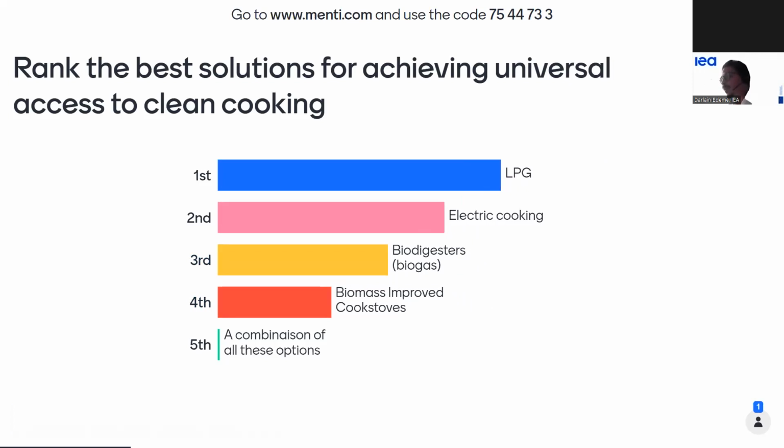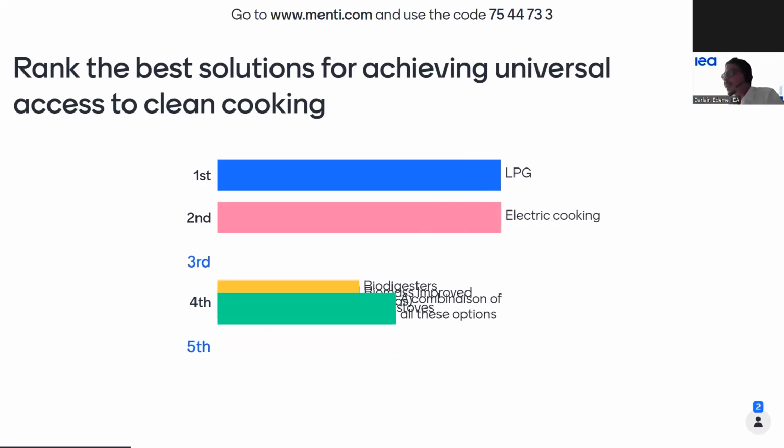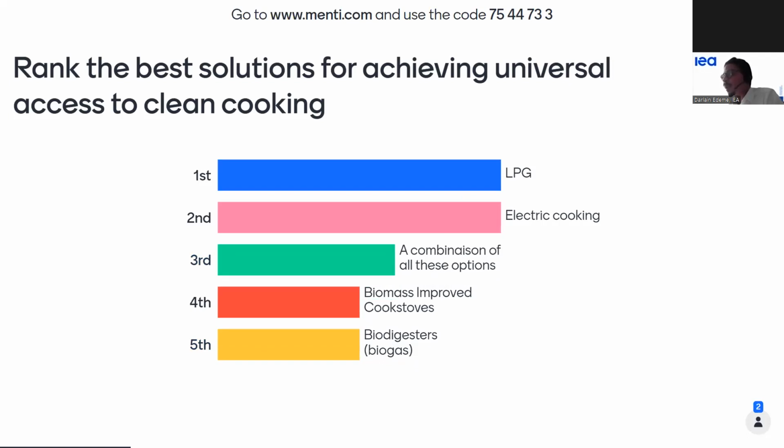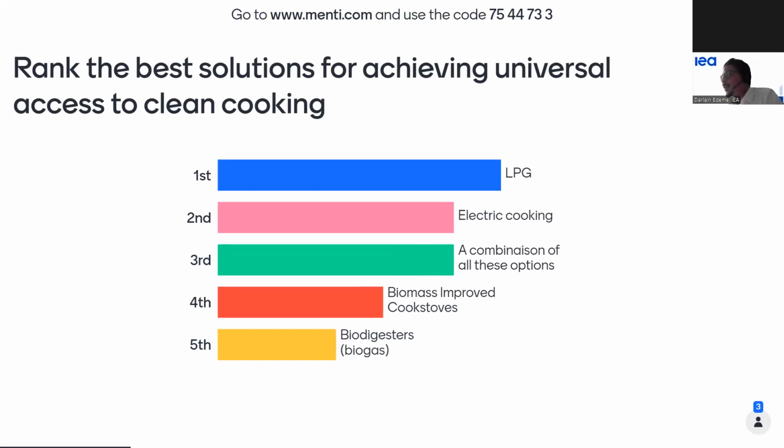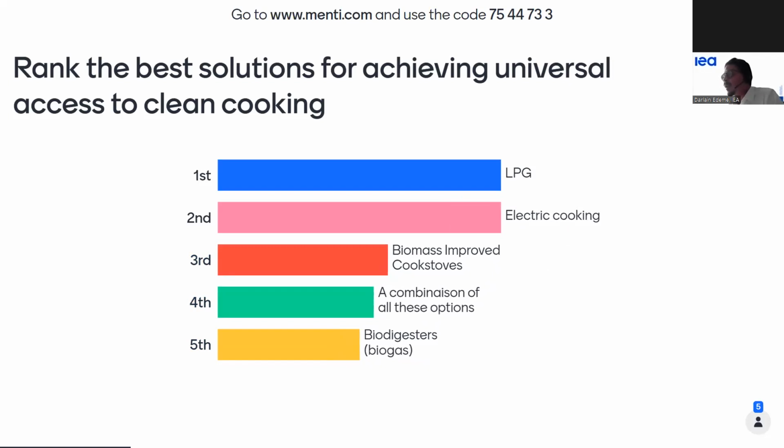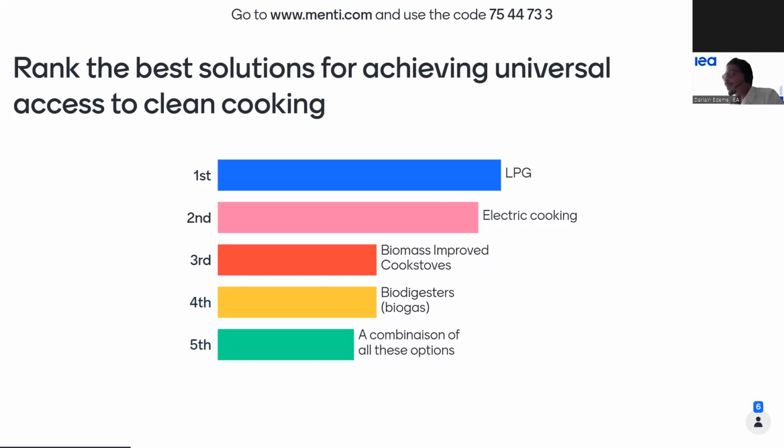Okay, I see one person answered. I'll give you a bit more time, since we know that ranking questions require you to actually think about all the options and click all of them. So you see right now we have 3 answers. LPG is the first one. We have electric cooking. Okay, now we have biodigesters. Okay, so I think that is more or less the number I was aiming at.